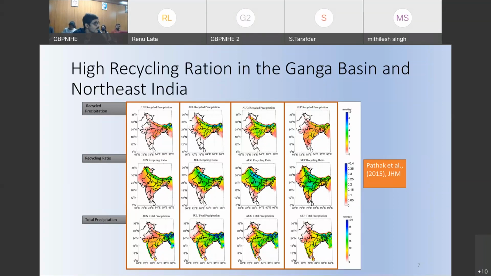This is probably because the Himalayan region also receives very good rainfall during the winter season because of western disturbances, and pre-monsoon showers also happen quite frequently, and because of this there is probably a very good recycling ratio.